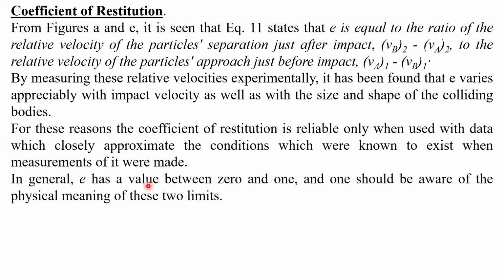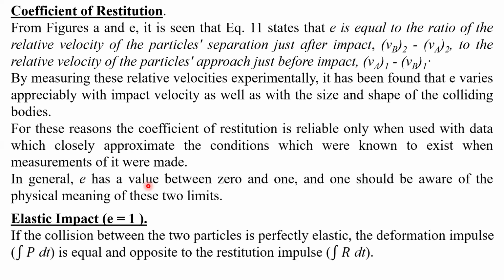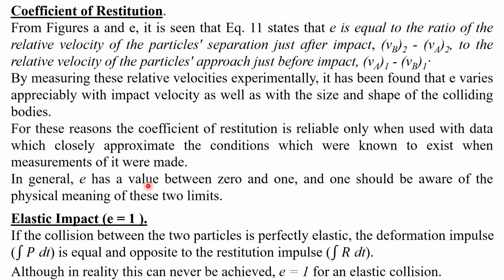In general, E has a value between 0 and 1, and one should be aware of the physical meaning of these two limits. Elastic impact. If the collision between the two particles is perfectly elastic, the deformation impulse, integral P dt, is equal and opposite to the restitution impulse, integral R dt. Although in reality, this can never be achieved.